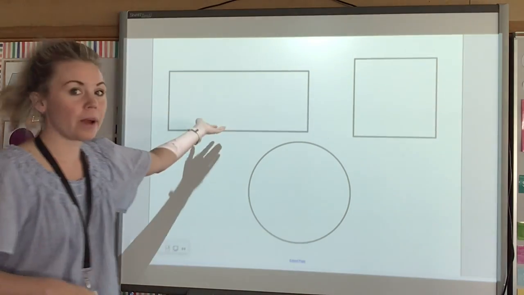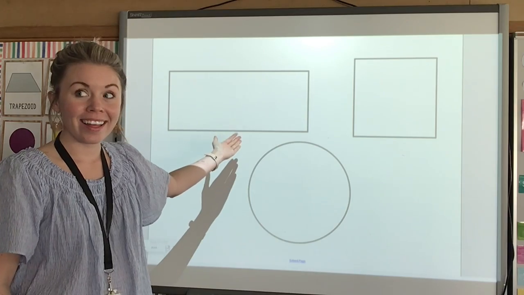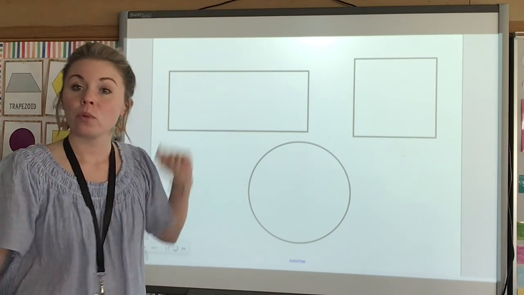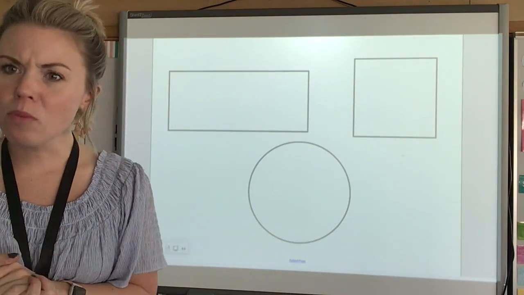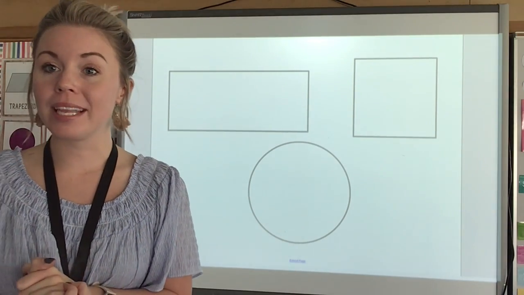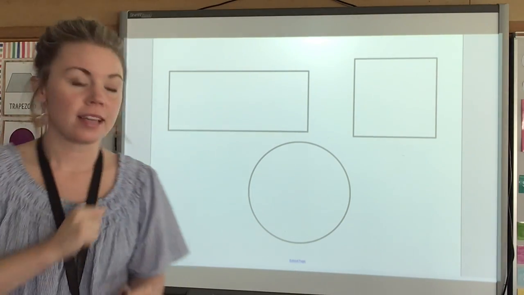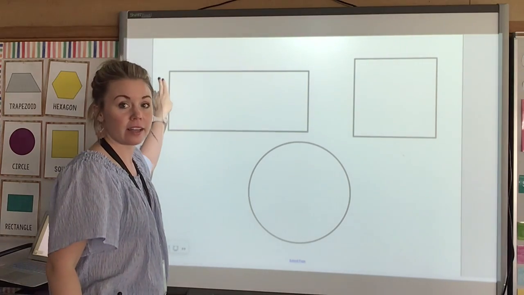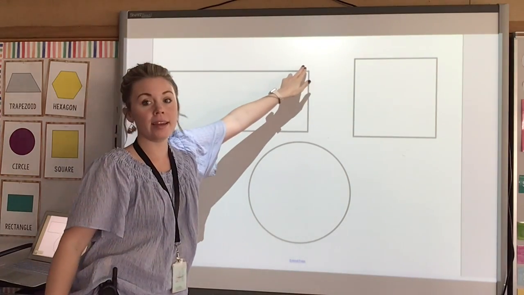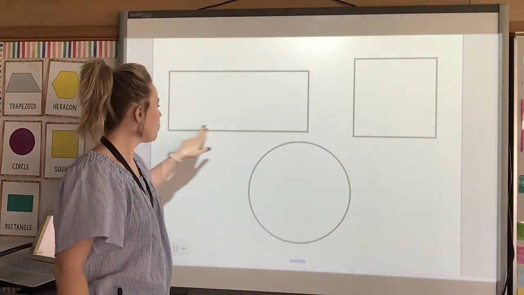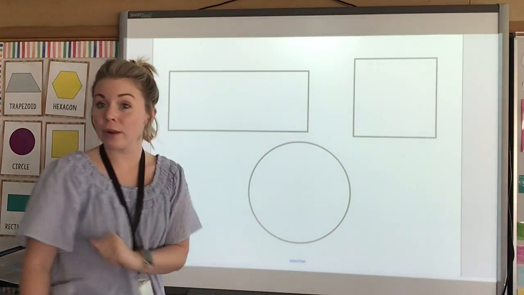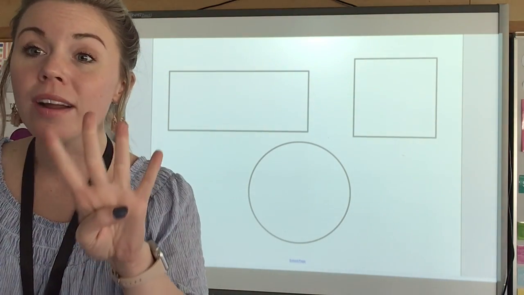Great! This first one is called a rectangle. You got it. Remember, a rectangle has how many sides? Remember, the sides are the long, flat parts. Let's go ahead and count how many sides this rectangle has. Ready? 1, 2, 3, 4. Great work. A rectangle has 4 sides.